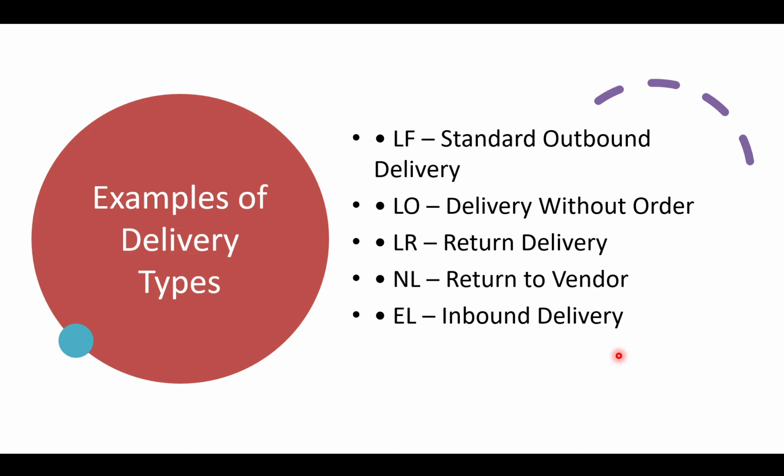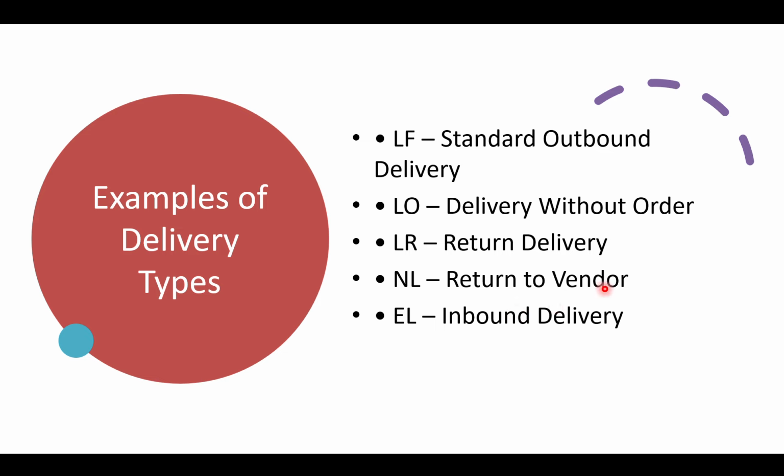And these are some standard examples of the delivery types in SAP. LF is a standard outbound delivery, LO is delivery without order, and LR is return delivery. So whenever the customer doesn't like the product, he will place a return order, right? So based on the return order, we will get a return delivery. And return to the vendor.